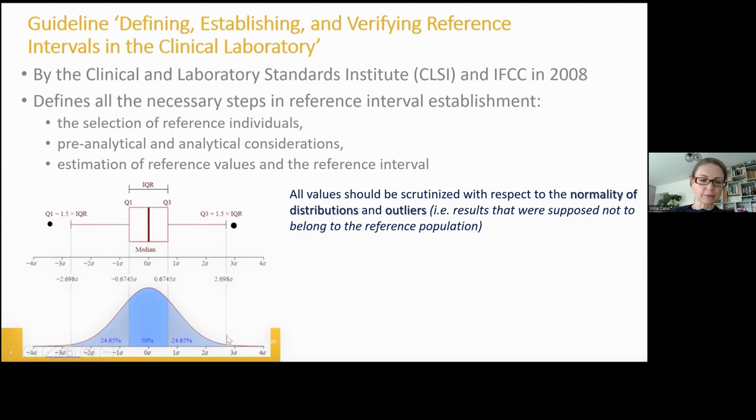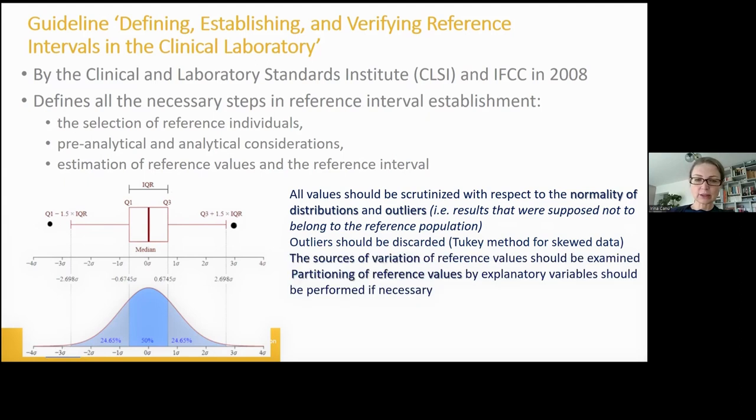And from this distribution, we could define the 95th confidence interval, and the values which are lower or higher than these values are considered outliers and should be discarded. And according to the type of the distribution, there are different methods to identify these outliers and to discard and treat them.